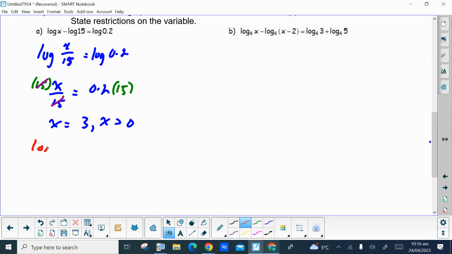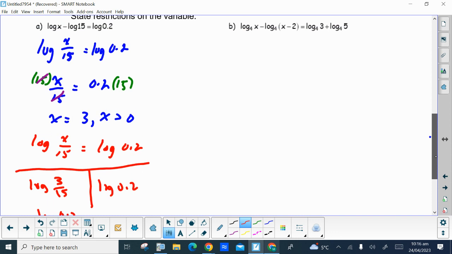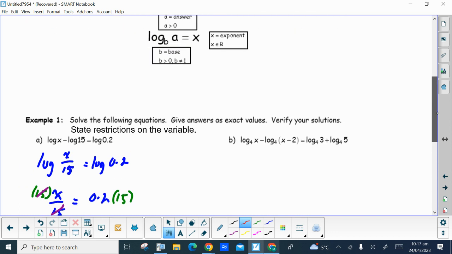If we take the log of x on 15, which is our original expression, equaling the log of 0.2, if you let x equal 3, you'll get the log of 3 on 15, which is the log of 0.2. So that gives you the same value that's on the right. So we know our answer works because you get the same expression. Okay?